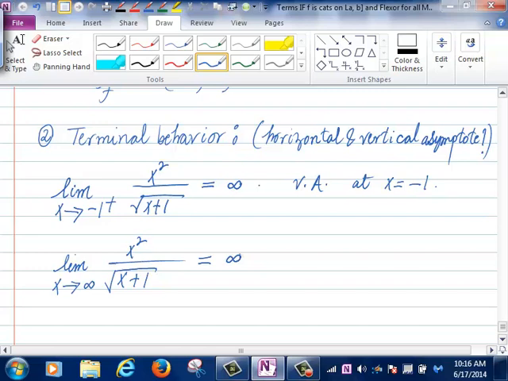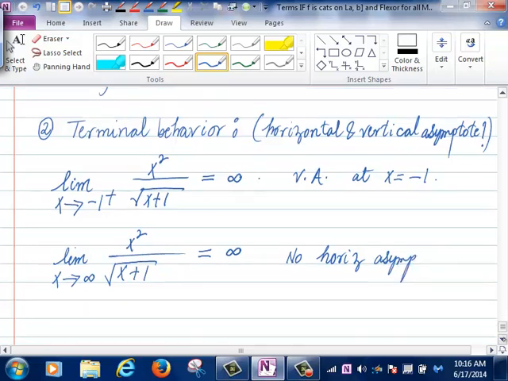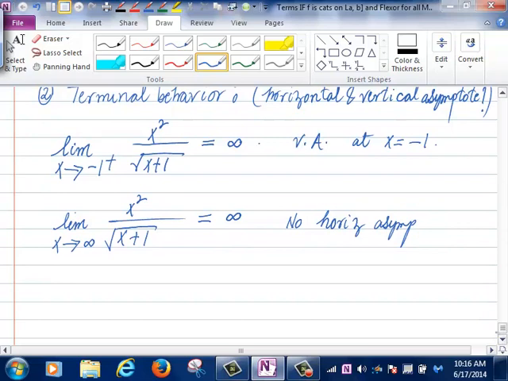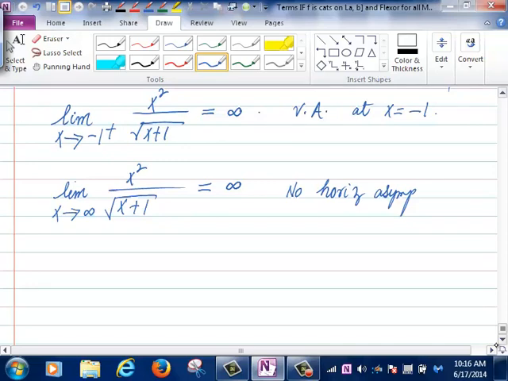This is a 3.4 question, right? So what I see is that I have no horizontal asymptotes, right? No horizontal asymptotes. Is everybody okay with that? I don't have any horizontal asymptote. If this limit was a number, then I would have a horizontal asymptote, right? But we don't. So now we know the terminal behavior. Okay, so that's my second step.